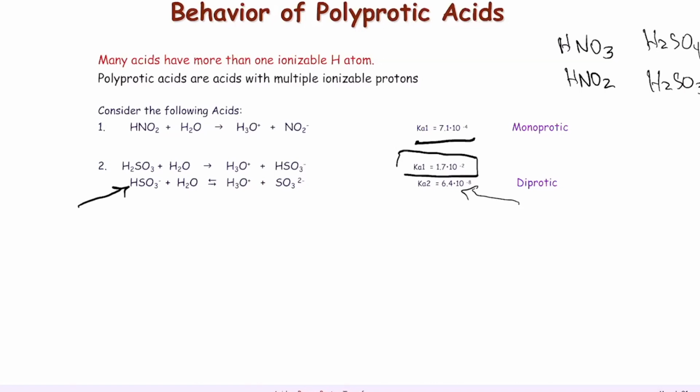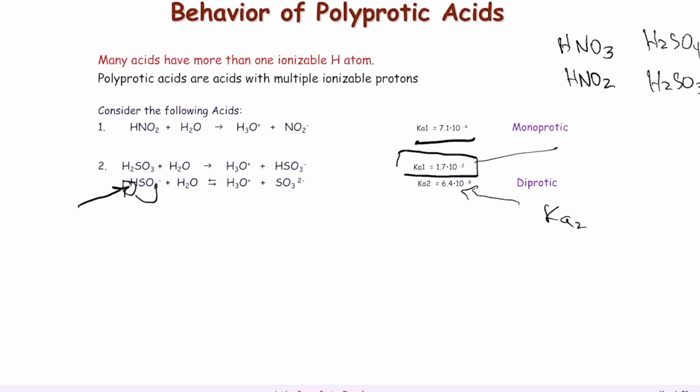Notice that the second Ka, we call that Ka2, is so much smaller than Ka1. Why? Because you're taking a hydrogen from a negative species. That hydrogen is positive. It wants to be attracted to that negative species. It's going to be much more difficult to get rid of that hydrogen, but it can come off to the tune of 6.4 times 10 to the minus 8.